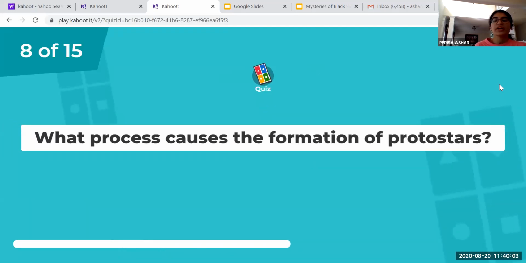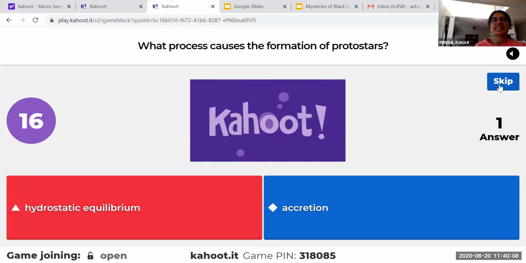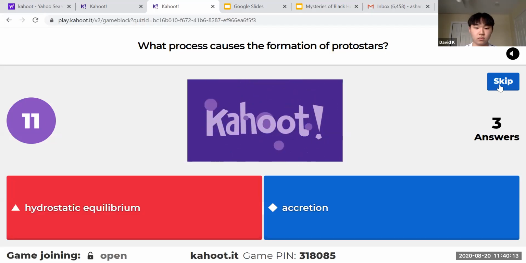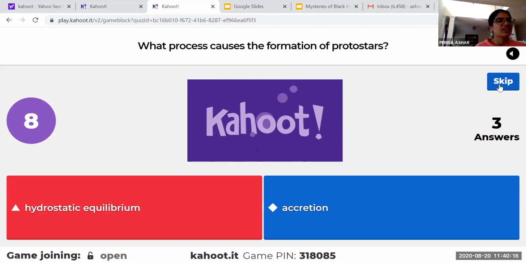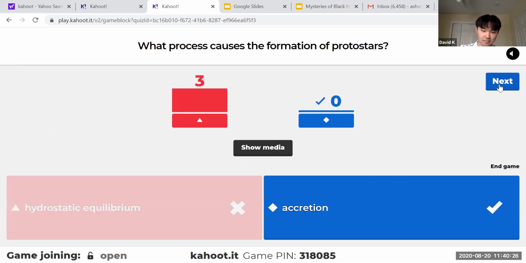So in question 8, what causes the formation of protostars? We mentioned this in the PowerPoint. Triangle hydrostatic equilibrium or diamond accretion. So actually, it's not hydrostatic equilibrium. It is known by a process called accretion. It was briefly mentioned in the PowerPoint.